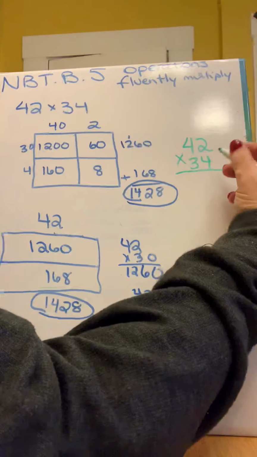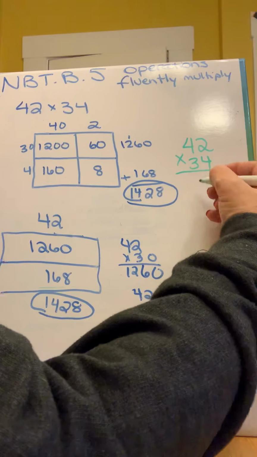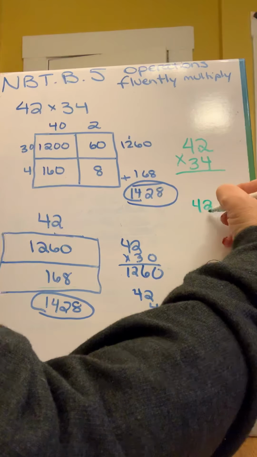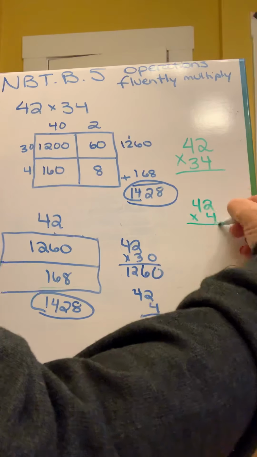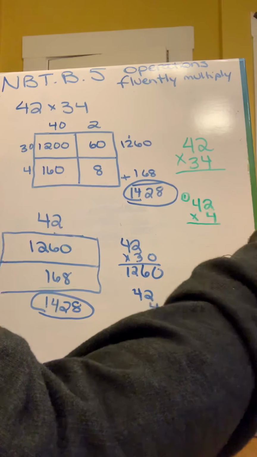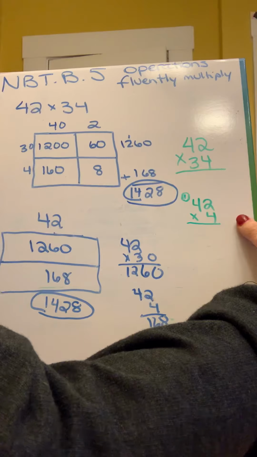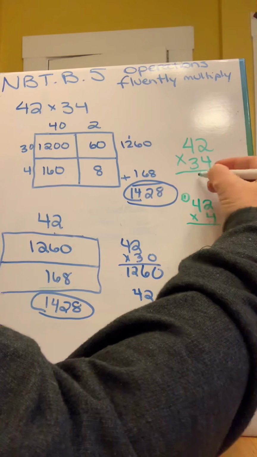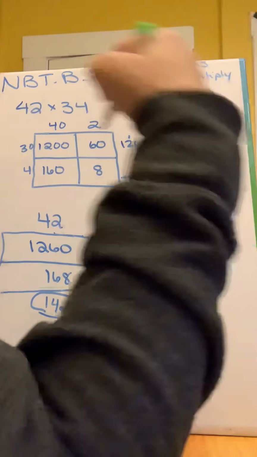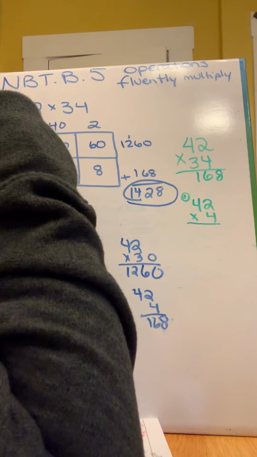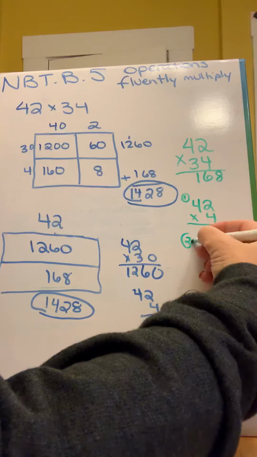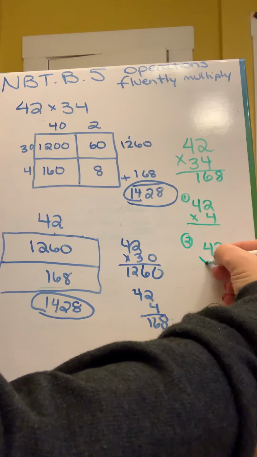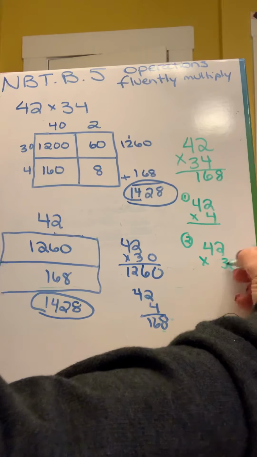So let's look at it as, and I sometimes like to think of this as, first we think of 42 times 4. That's kind of our first thought. You don't necessarily need to write it out separately, but that's what you're thinking. 4 times 2, 8. 4 times 4, 16. 168. Okay. The second thing you're going to think of is thinking 42 times 30.